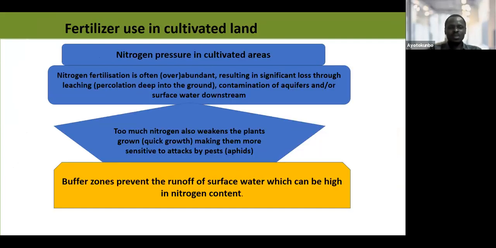Of course, we discussed the use of fertilizers, and fertilizers are majorly NPK. Could be 0, 15, 15, could be 15, 0, 15, could be 0, 0, 15, as the case may be, depending on what we need on our various farms.